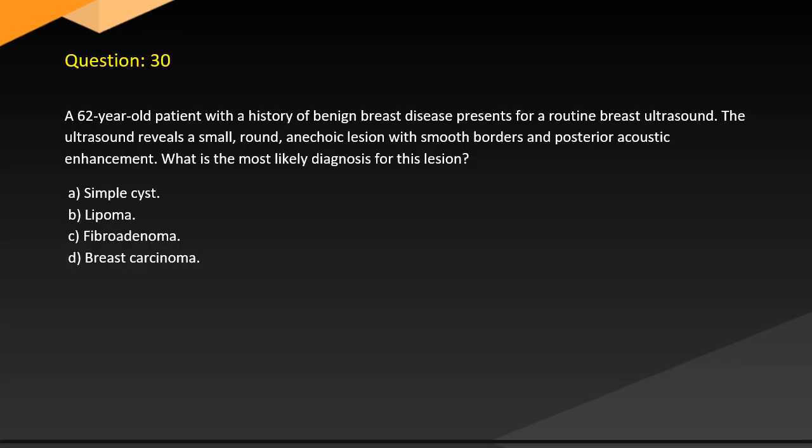Question 30. A 62-year-old patient with a history of benign breast disease presents for a routine breast ultrasound. The ultrasound reveals a small round anechoic lesion with smooth borders and posterior acoustic enhancement. What is the most likely diagnosis for this lesion? A. Simple cyst. B. Lipoma. C. Fibroadenoma. D. Breast carcinoma.